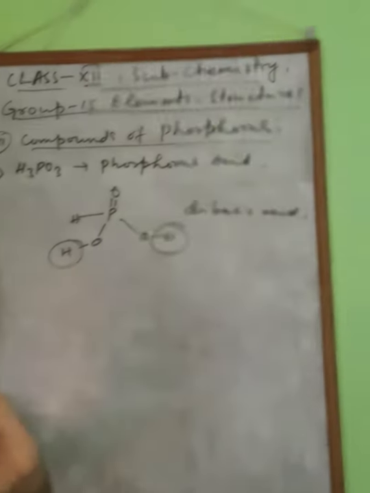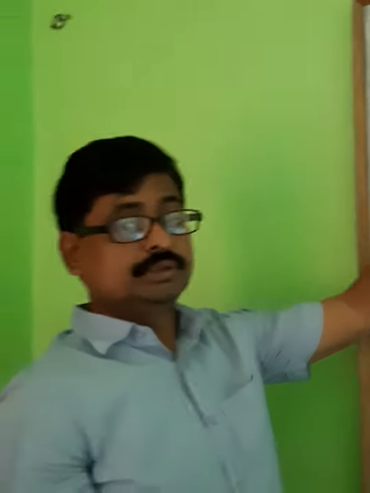And keep in mind, around each phosphorus 5 bonds will be there. That is, covalency of phosphorus how much? 5. Covalency of each phosphorus is 5. 1, 2, 3, 4, 5. This is the main point. 5 bonds must be there around each phosphorus, right? Now number 2.